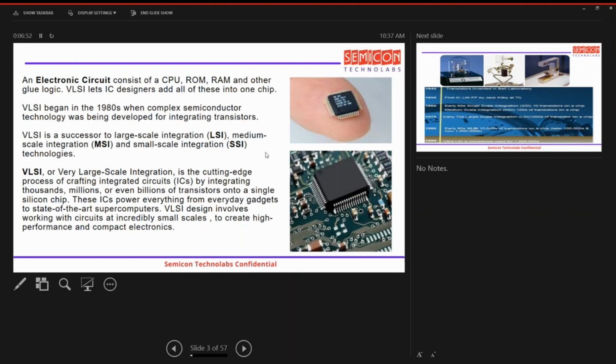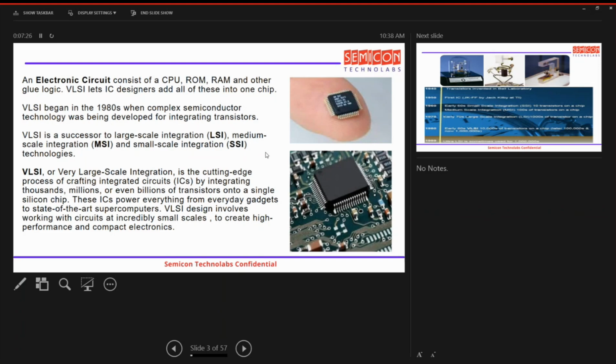We are aware of the CPU, central processing unit, and ROM and RAM, which are kinds of memories we use in our day-to-day life, either in mobile or laptop, or any of the devices. We have all three components, CPU, ROM, RAM. These are part and parcel of any electronic product. Combined with glue logic, that is nothing but your electronic circuit. That's the simple way of understanding an electronic circuit.